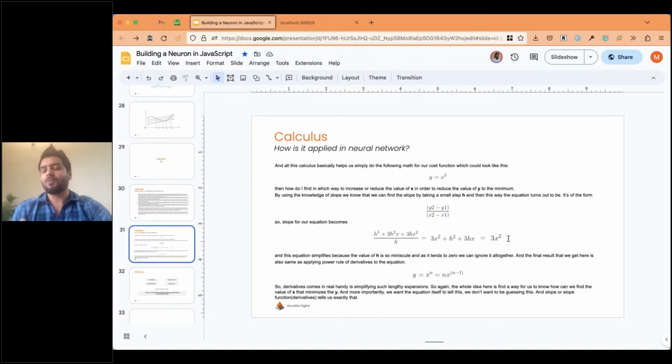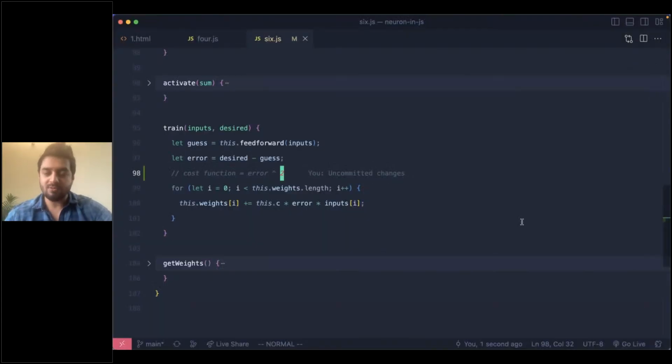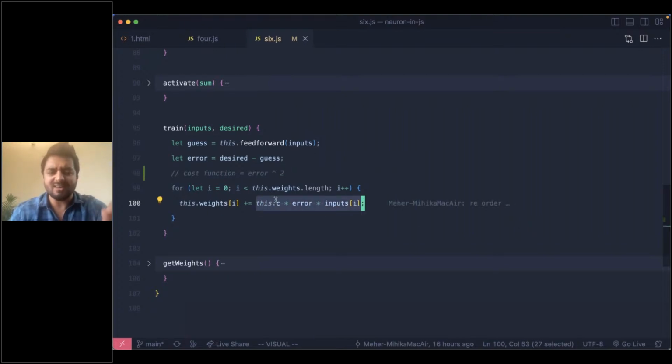And you must be again thinking, why are we using calculus? It's the rate of change. The rate of change is really important here to guide us in terms of what my next weight should be, isn't it? So for example, if you are seeing this, isn't this the rate of change?